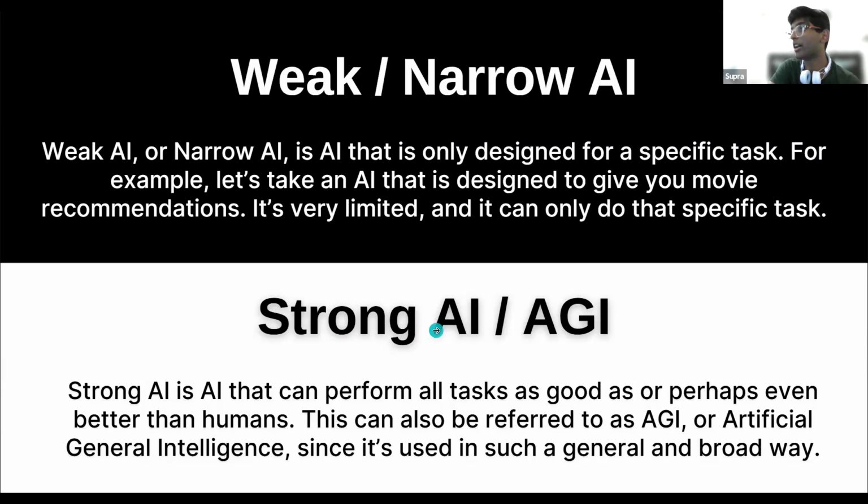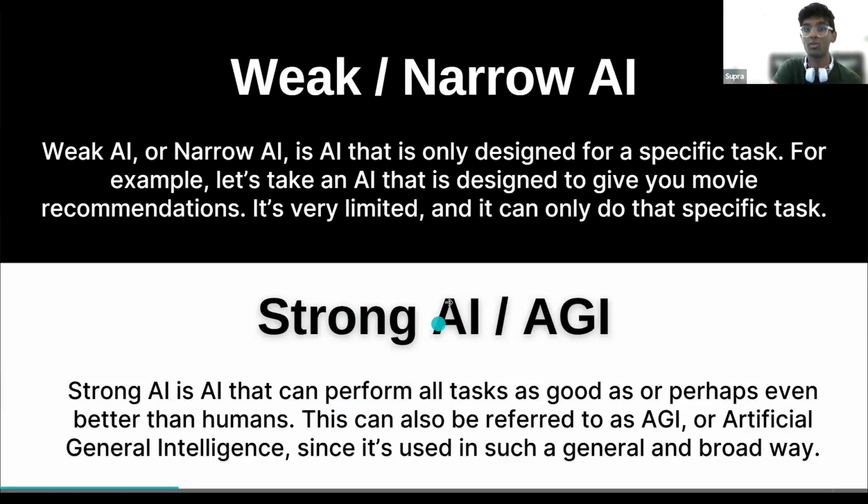Okay, then we'll move on to strong AI or AGI. And AGI stands for Artificial General Intelligence, by the way. Okay, so strong AI is AI that can perform all tasks, so literally anything that is possible for AI at least, as good as or perhaps even better than humans. This can also be referred to as AGI, or Artificial General Intelligence, since it's used in such a general way and it's meant to do all tasks.